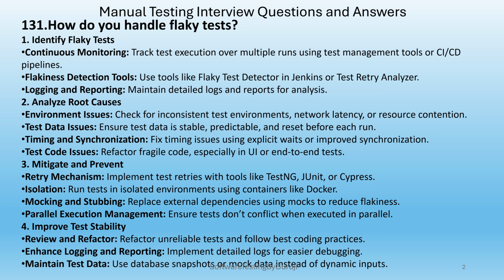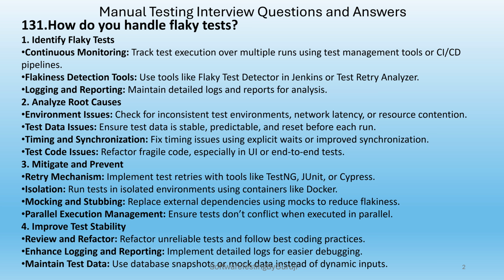First, identify flaky test. Continuous monitoring: track test execution over multiple runs using test management tools or CI/CD pipelines. Flakiness detection tool: use tools like flaky test detector in Jenkins or a test retry analyzer. Logging and reporting: maintain detailed logs and reports for analysis.